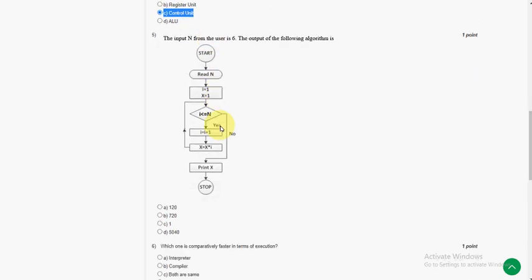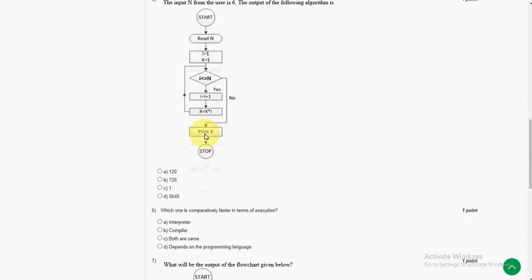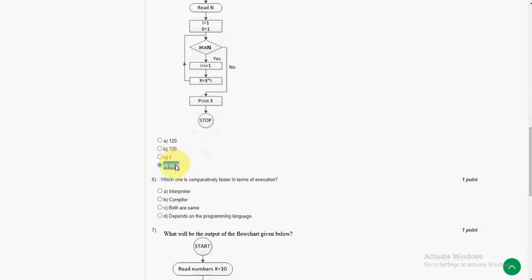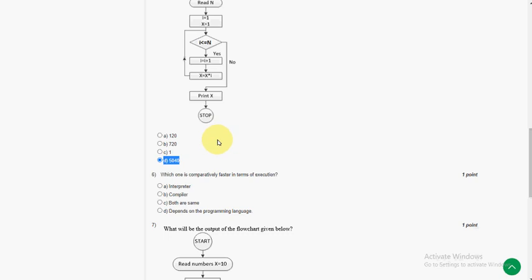Here again they gave a flowchart. The user gives n value as 6. So they are asking the output of the following algorithm, the value of x. So we will get the value of x as option D, 5040. That is the fifth question answer, option D.